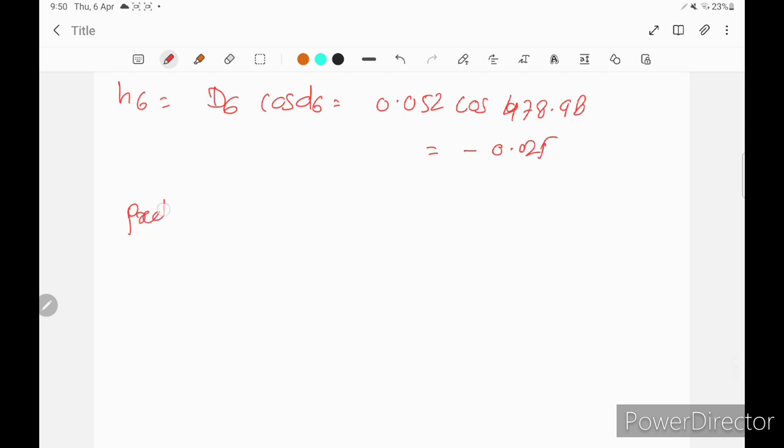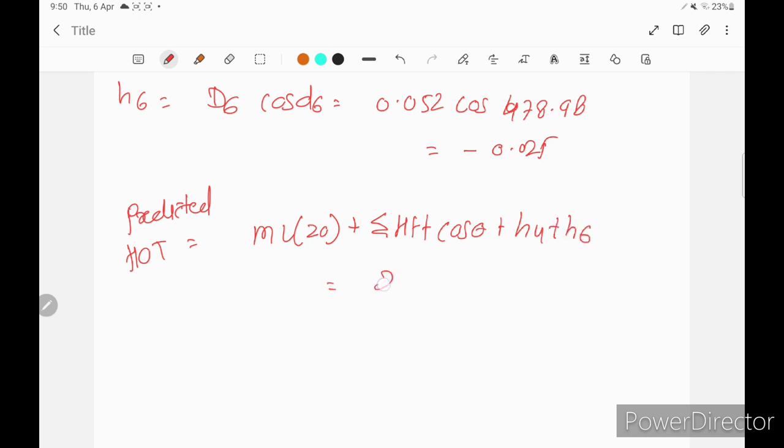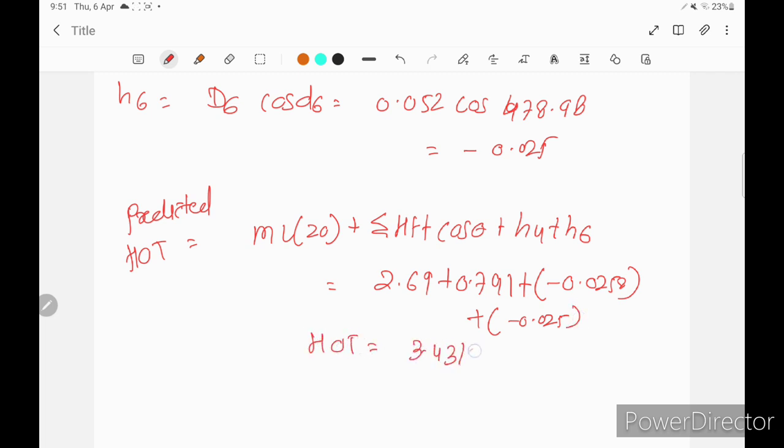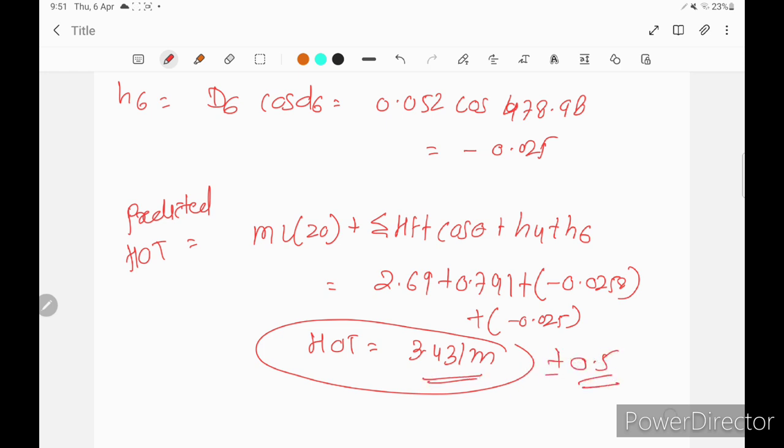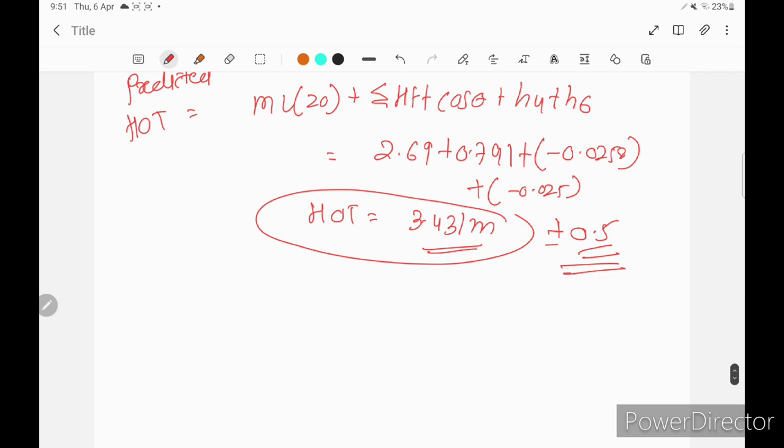Now take the height of tide, which is equal to mean level ZO plus HFT cos theta plus H4 plus H6. So you will get 2.69 plus 0.791 plus minus 0.0258 plus minus 0.025. So the height of tide is 3.431 meters. This value may be plus minus 0.5 because of accuracy, depending on how much you interpolate.